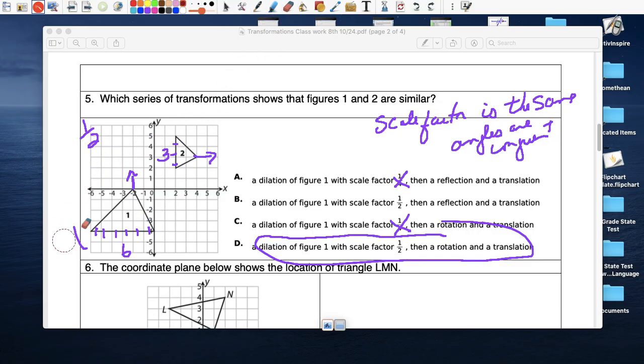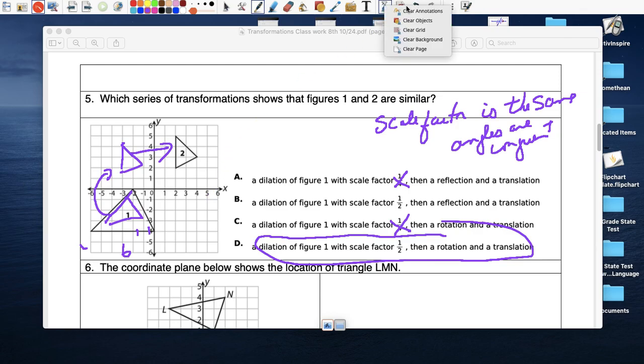Let me erase things over here. So the triangle got smaller, right? Then you rotate it this way, so now it's pointing this way. And then you translate it to the right. Okay.